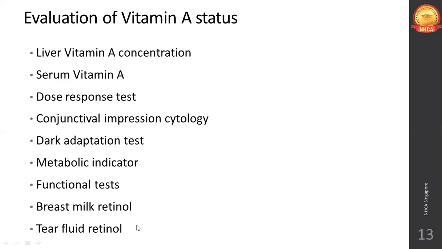Then we have the tear fluid retinol test, on kids as well as adults. The tear secreted by the tear glands in your eyes will also have a certain amount of retinol. The micromole per gram of this tear fluid retinol, the plasma retinol, liver retinol, etc. are mentioned in the textbook. You can go through that on page number 311, table 16.2.